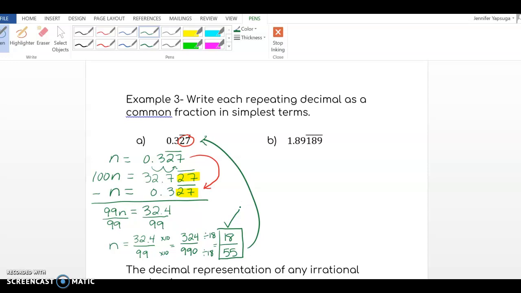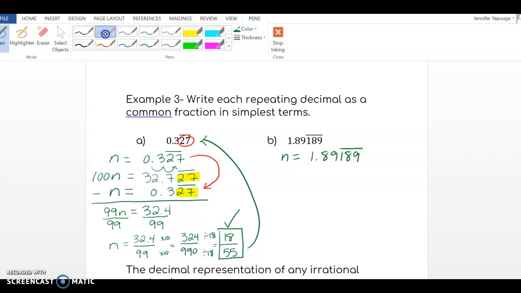All right, let's go through part B together. So we're going to use our example from 3A to help us. In the first example, we set our original decimal equal to a variable. So again, let's just use the letter n for simplicity. So n equals 1.89189 with the bar over top.